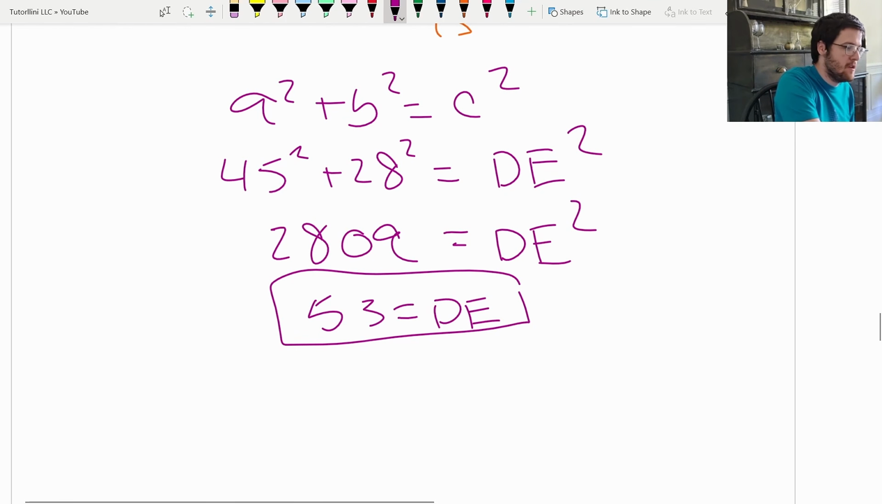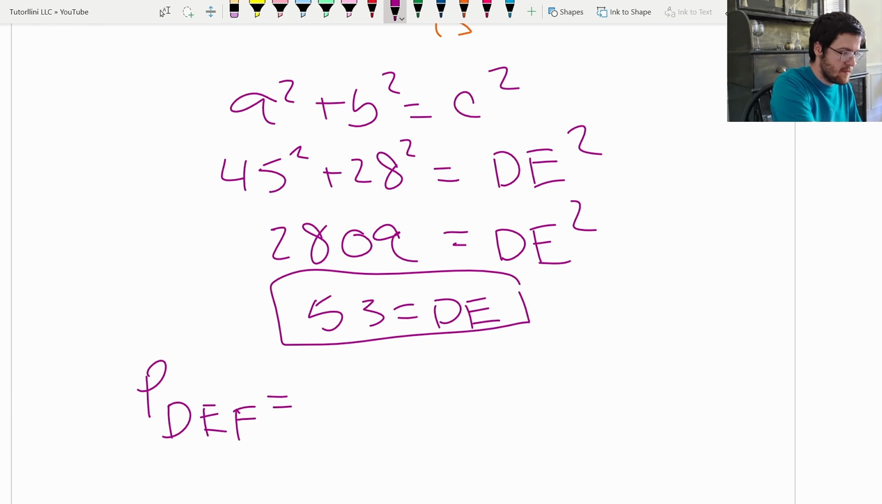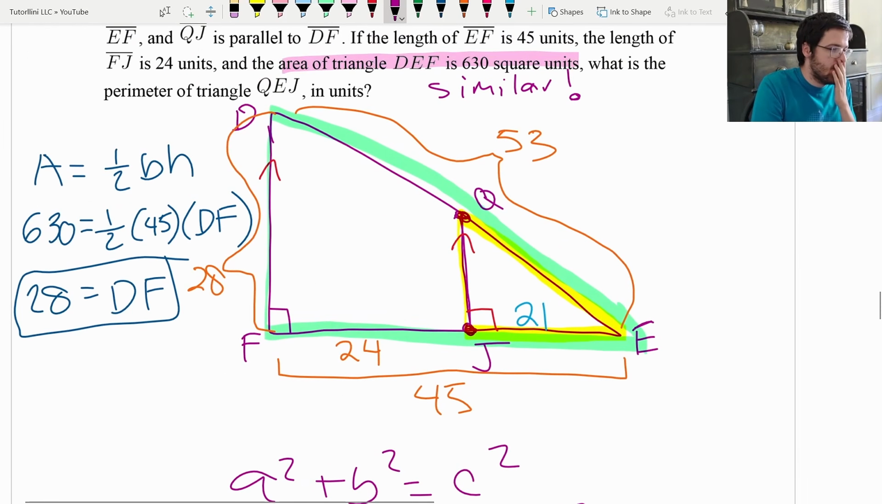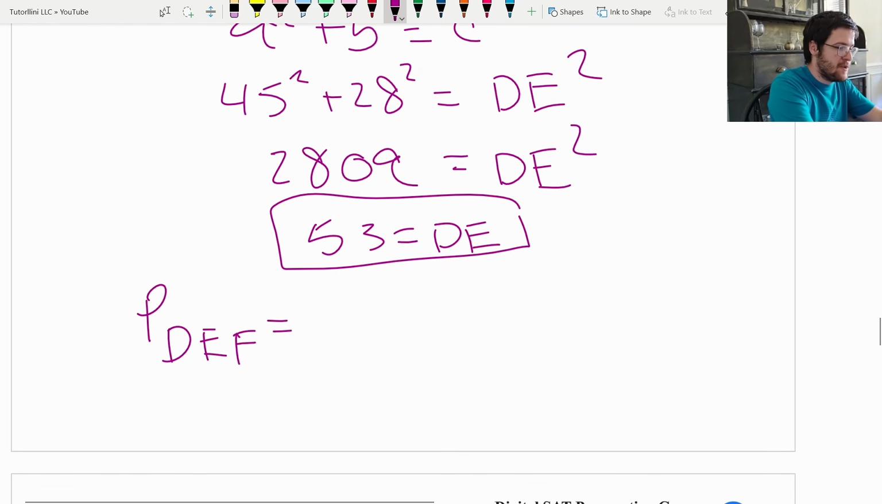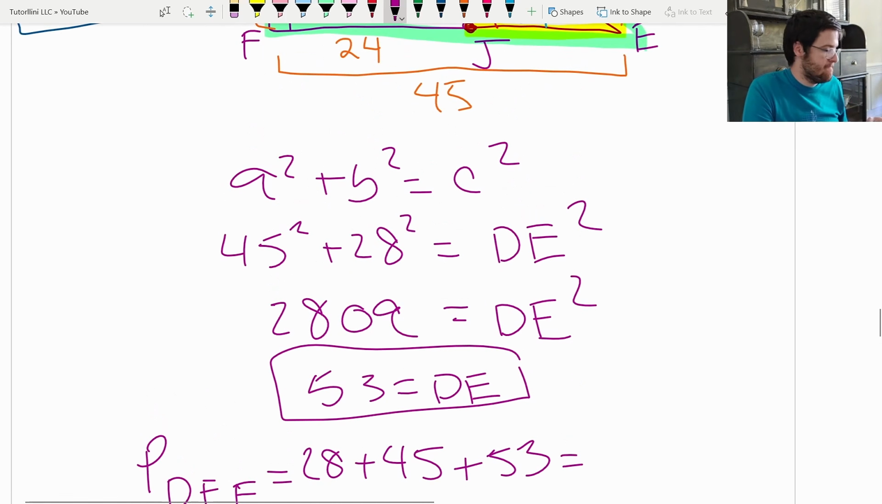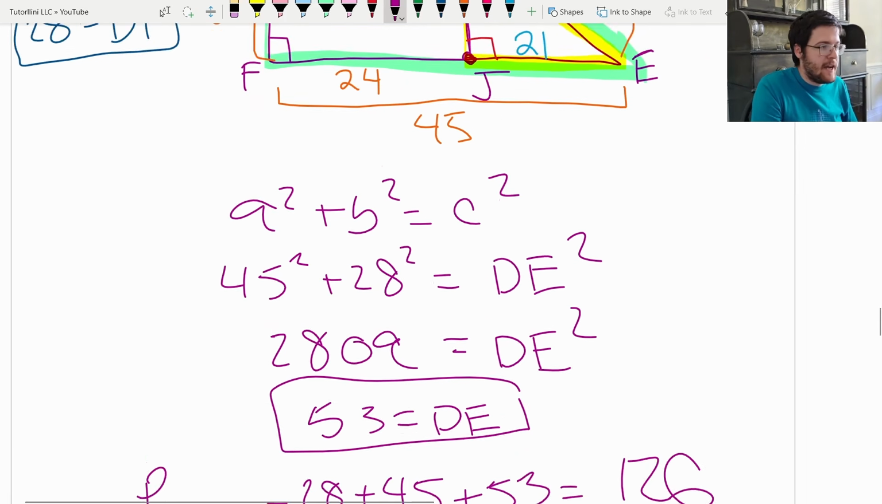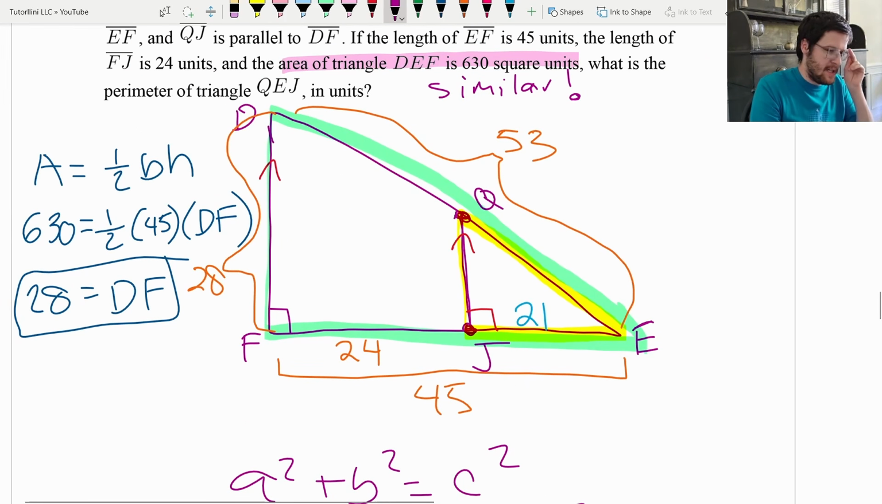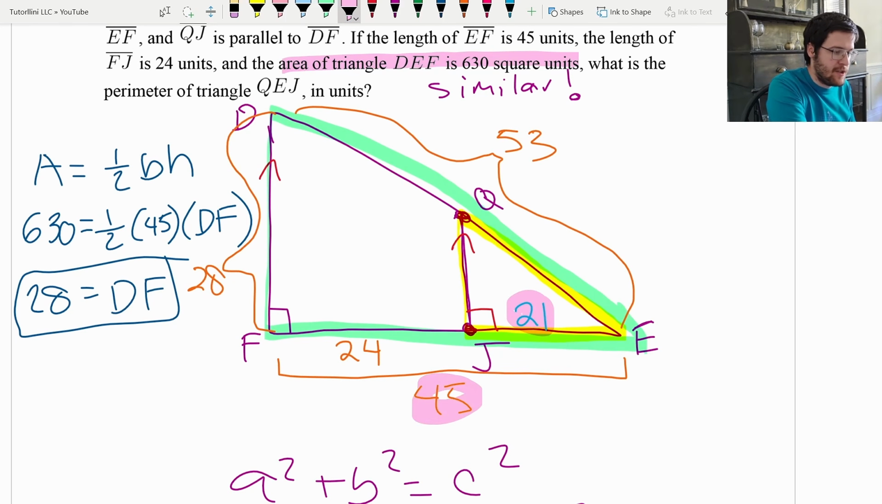So the perimeter of DEF is equal to, we're going to do 28 plus 45 plus 53. And what is that? That's 126. And now we just need to find the ratio of the sides. And the only sides we currently have, as we talked about, are this one and this one.